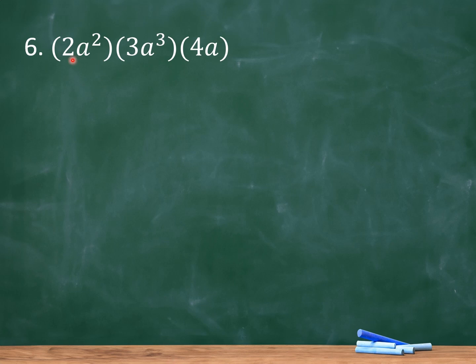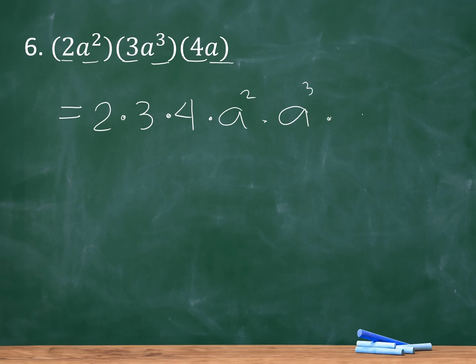Example number 6. 2a squared times 3a cubed times 4a. So we are now multiplying 3 monomials. We multiply first the numerical coefficients, 2 times 3 times 4, and then we multiply our variables, a squared times a cubed times a.